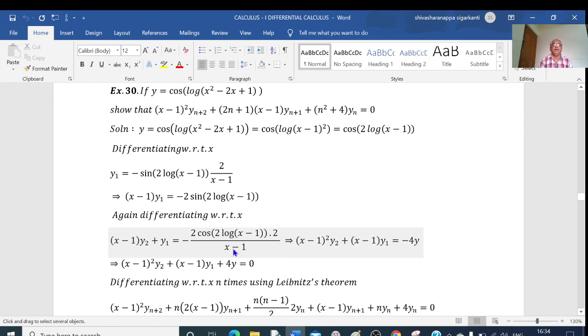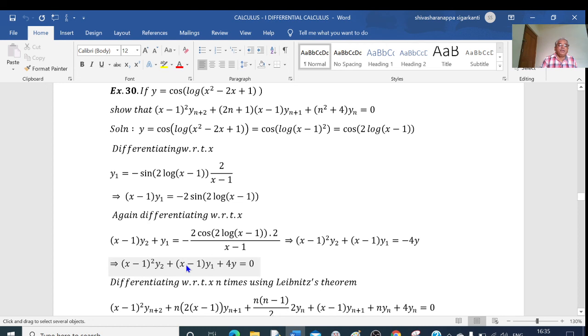Again multiplying throughout by x minus 1, we get (x minus 1) whole squared into y2 plus (x minus 1) into y1 equals minus 4 into cos of 2 log (x minus 1). Minus 4 into cos 2 log (x minus 1) is nothing but minus 4y. So this can be written as (x minus 1) whole squared y2 plus (x minus 1) y1 plus 4y equals 0. So I am getting this equation.